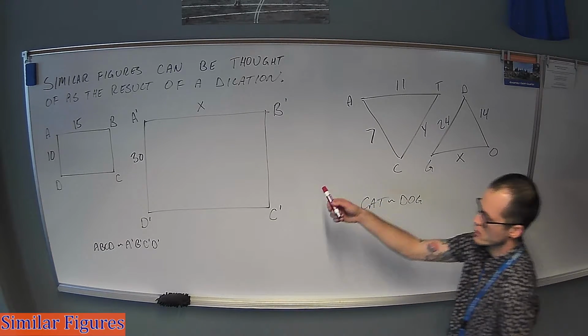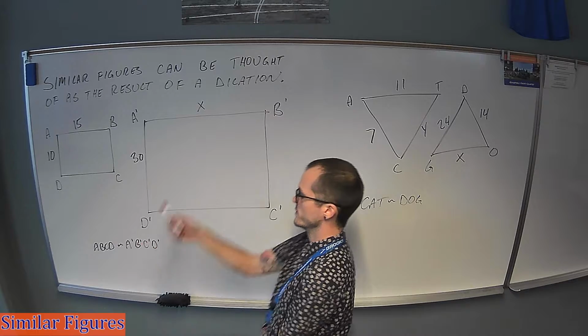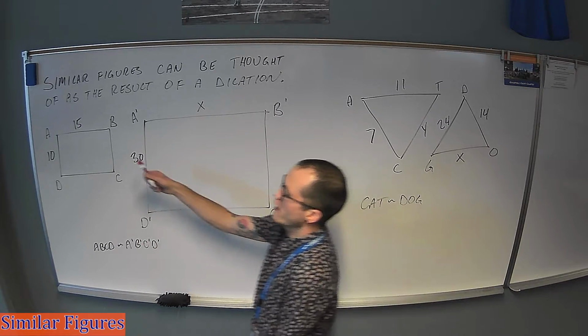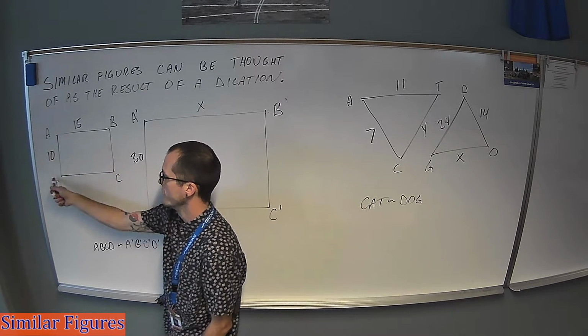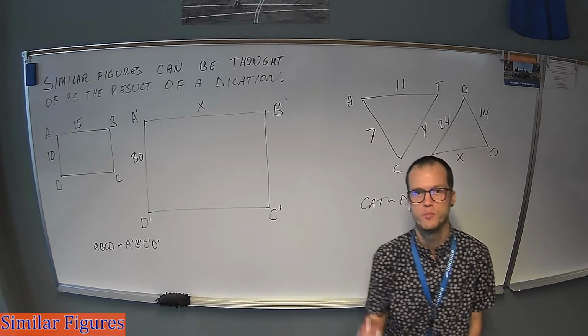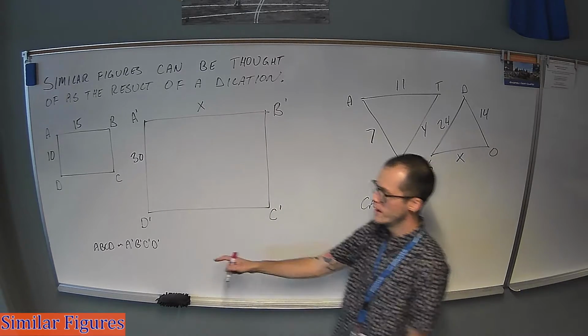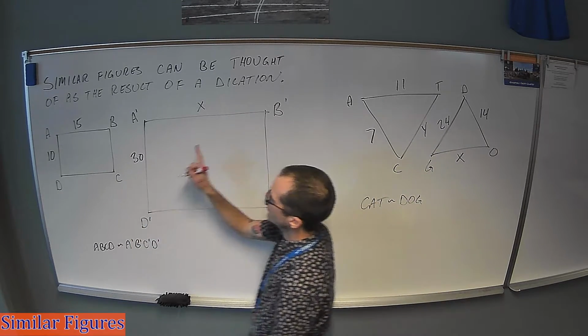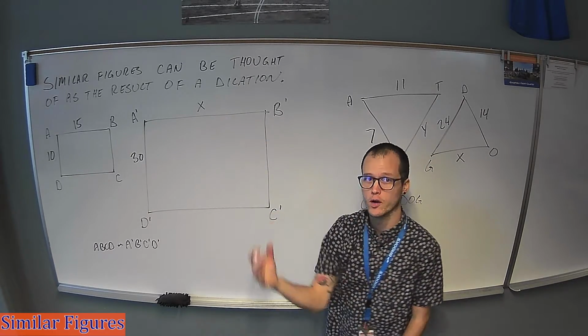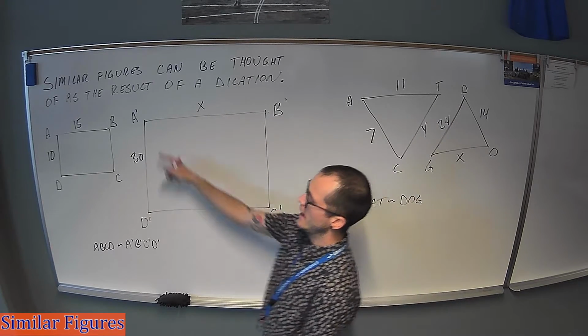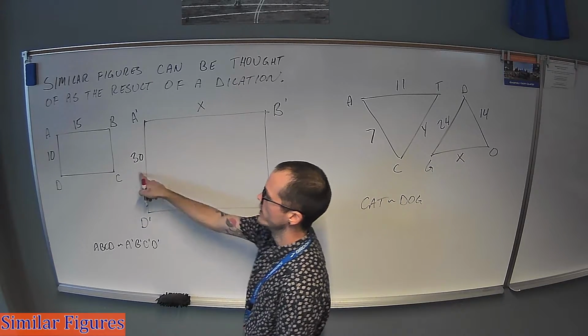I changed the values over here for ABC and our A prime, B prime, C prime, D prime. Now, the length of AB is 15, the length of AD is 10, and we don't know the other stuff, but we know it's a rectangle, and we know that these two figures are similar. Over here, A prime B prime is x. That's our unknown. That's what we're going to try to solve. And then our A prime D prime is 30.